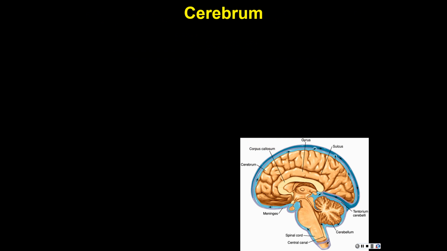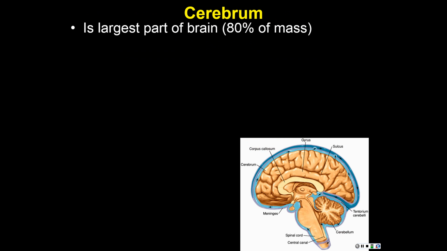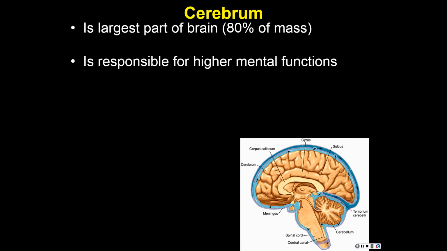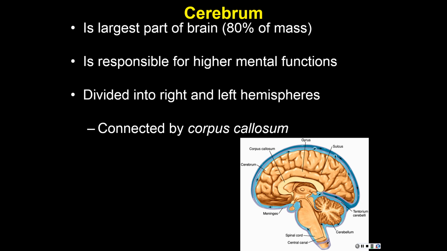The cerebral cortex is alternatively called the cerebrum, and that's the biggest part of the brain. So about 80% of that 3 to 4 pounds is the cerebral cortex. And this is what allows for us to have what's described as higher mental functions, right? So your thoughts and emotions and planning and all those other fun things that make us uniquely human.